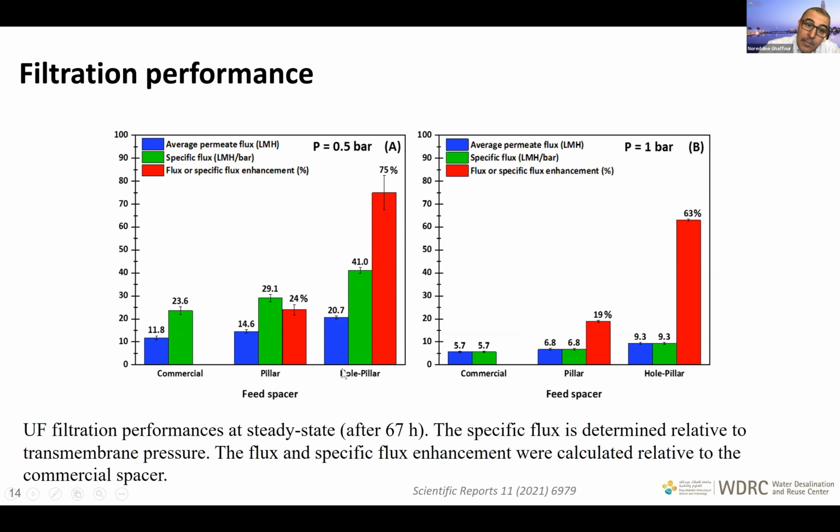So as you can see, the hole pillar has the highest, a 75% enhancement compared to the commercial spacer. And at higher pressure, we still have the highest performance, but a lower percentage. So very high pressure is not good, as I told you before, it's also creating maybe more fouling than low pressure. And this is for the ultrafiltration process. We are using these spacers for different processes, forward osmosis, reverse osmosis. So today I'm presenting the ultrafiltration because it's simpler.